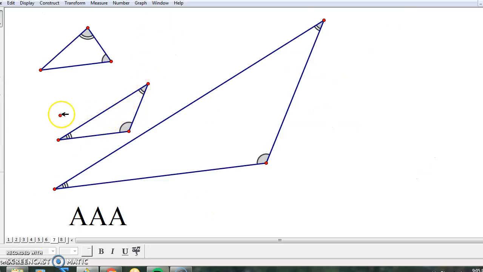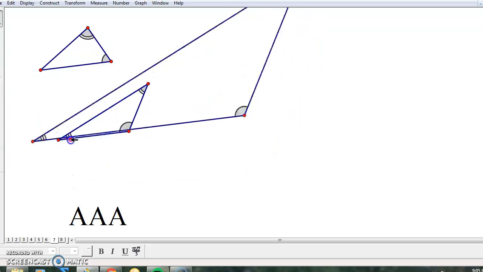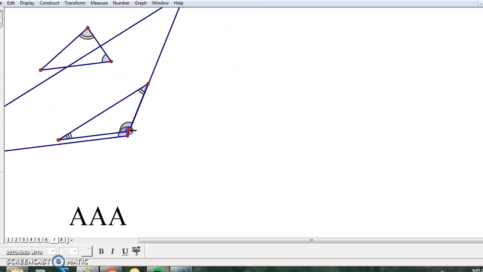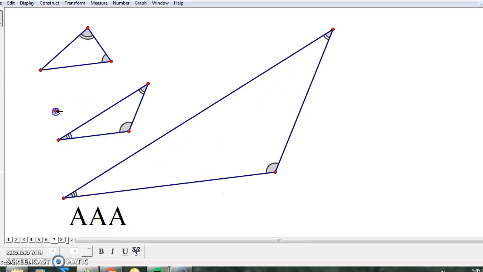We can clearly see that we have a small triangle and a large triangle. On the small triangle, those angles are congruent, those angles are congruent, and those angles are congruent. However, it's obvious that one triangle is much larger than the other. So even though they have the same shape, they don't have the same size. Knowing simply that three angles of one triangle are congruent to three angles of another triangle does not in fact prove that two triangles must be congruent.